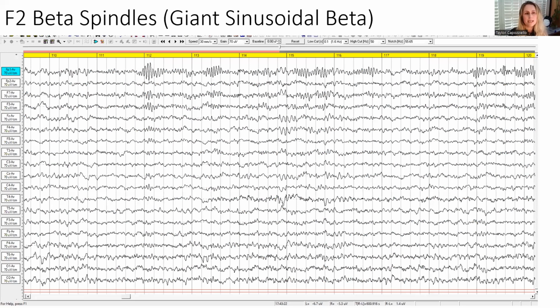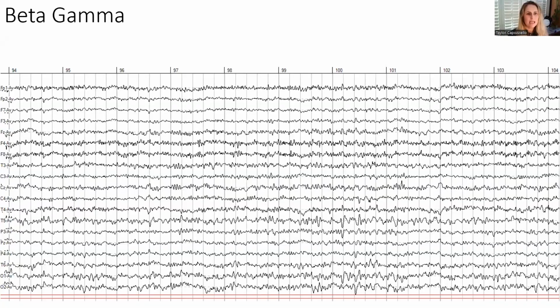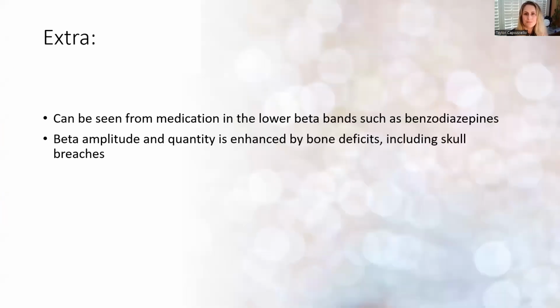Here's F2 beta spindles, giant sinusoidal beta. This is a client with ADHD, and we can see very clear frontal beta spindles, not muscle related. Here's beta gamma. So we're getting into what some people call gamma. So very fast activity going there.